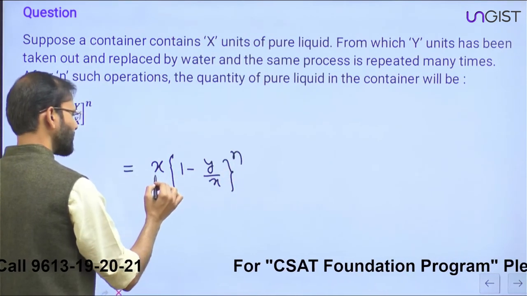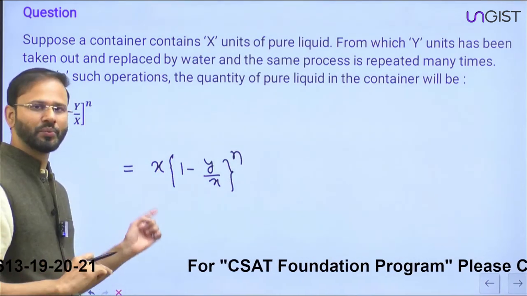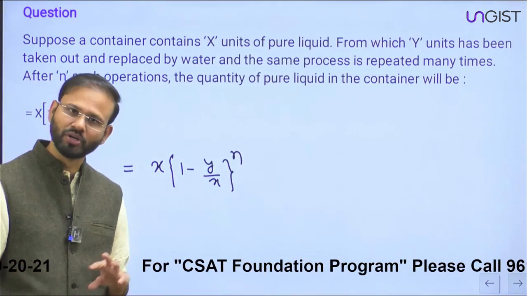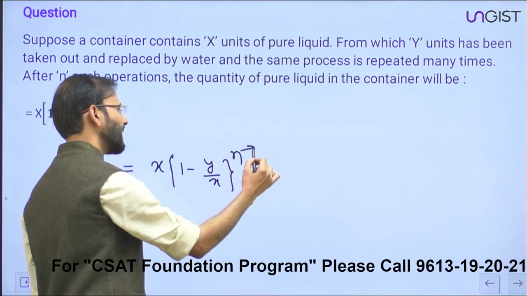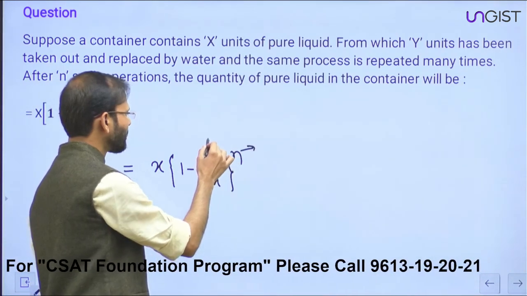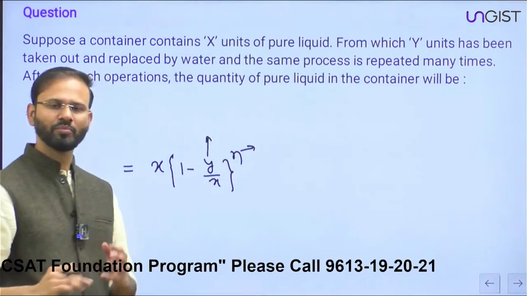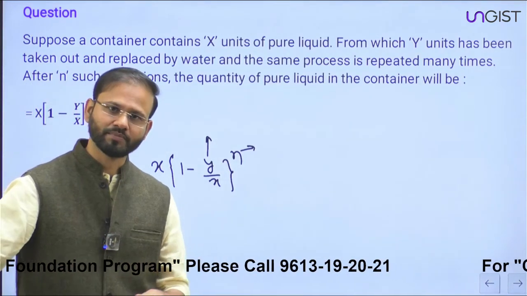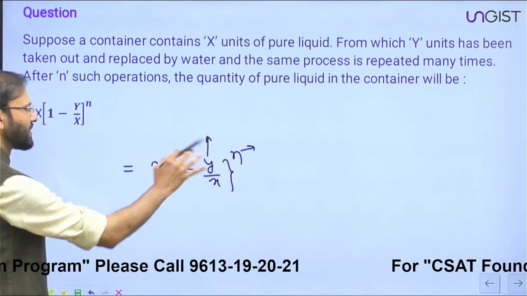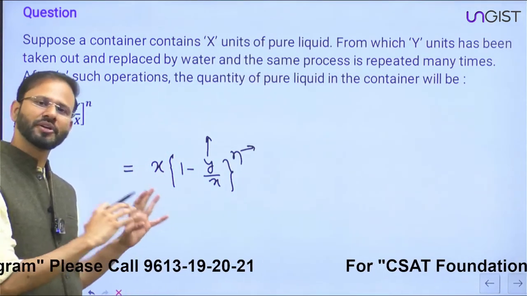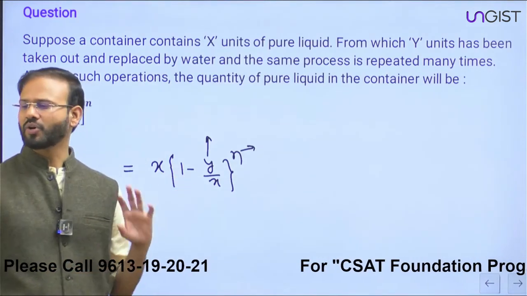Fine. So X is what? X is the quantity of pure liquid, the initial quantity of pure liquid. And N is what? N is the number of operations. And Y is the replacement, I mean, how much we have taken out and replaced by water. Fine. So this is the left out quantity of pure liquid after N such operations.